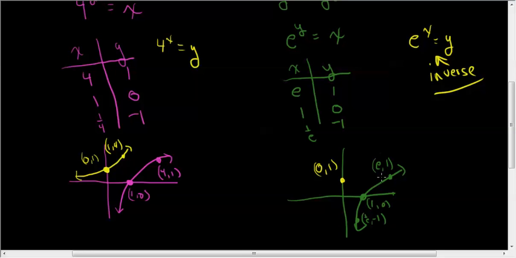Instead of e1, it's going to have the point 1, comma e. And instead of 1 over e negative 1, it's going to have the point negative 1 comma 1 over e. The exponential always has a positive y. The logarithmic always has a positive x. Always has a positive x.